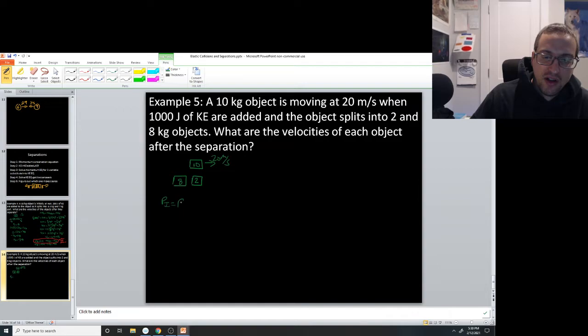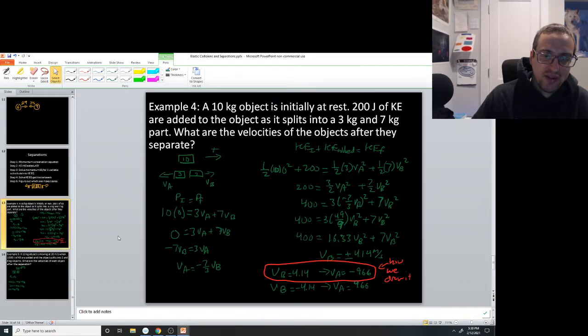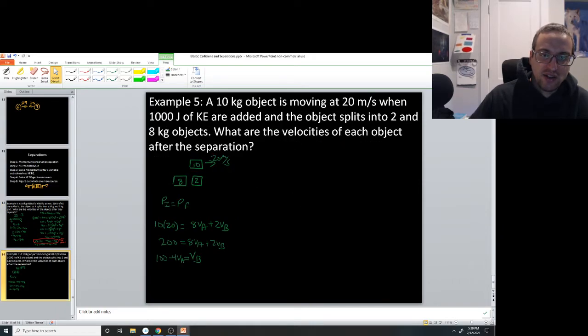Momentum initial, momentum final. 10 times 20 equals 8 VA plus 2 VB. 200 equals 8 VA plus 2 VB. VB equals 100 minus 4 VA. Boom. All right, but that's not as pretty. Remember the last one? It didn't have the constant there. That makes it a lot easier, especially when you're going to substitute that in. But let's keep going.